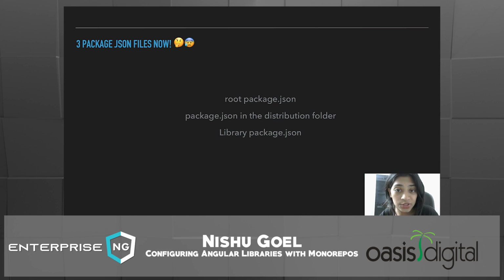One, the root package.json. Second, the one in the library's folder, the package.json which contains information about your library versioning or the peer dependencies for your library. And the third is in the distribution folder for your library, which is the package.json which contains information about your produced library, the bundle.